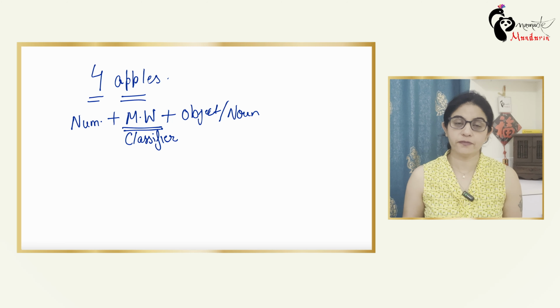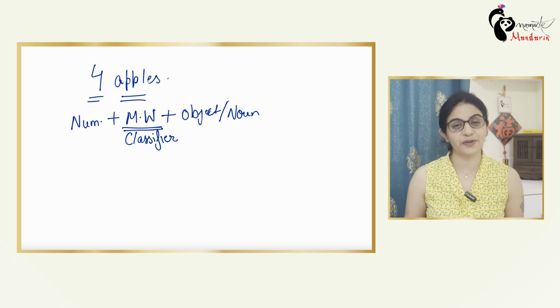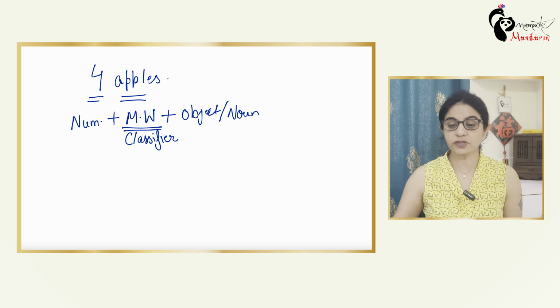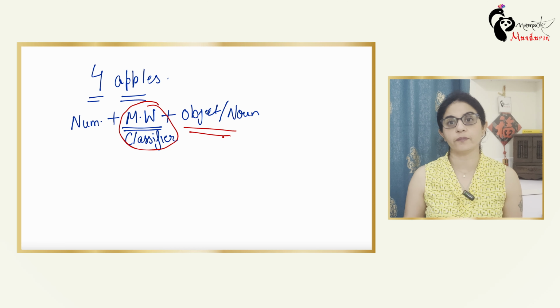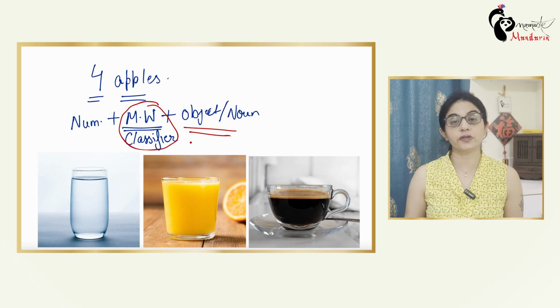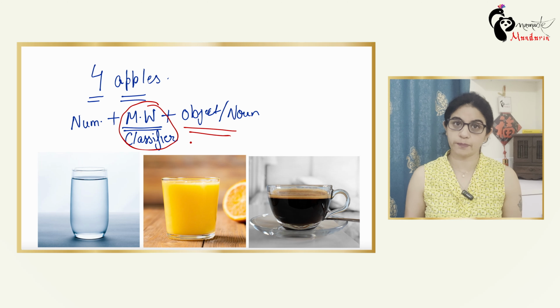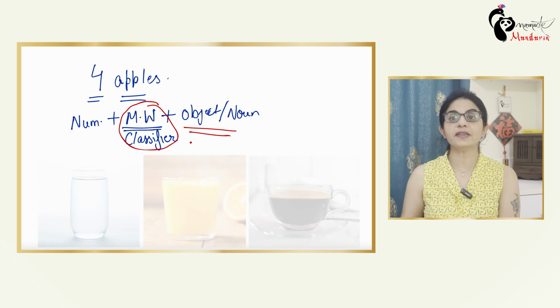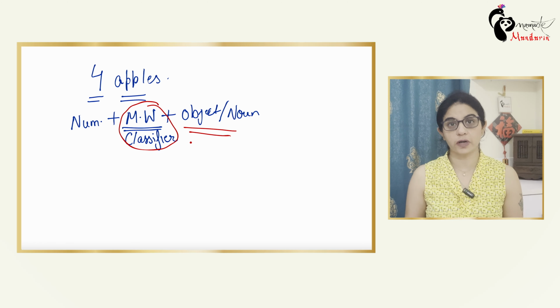And we have a number of measure words. We are going to learn many measure words, because this measure word will keep on changing. This classifier or measure word will keep on changing based on the object or noun. So we just begin with our first measure word, which is cup or glass. Anything which comes in the form of a cup or glass, bei will be the measure word.